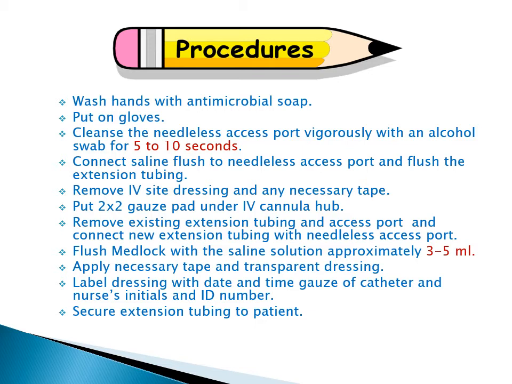Remove existing extension tubing and access port and connect new extension tubing with needleless access port. Flush the medlock with the saline solution, approximately 3 to 5 ml. Apply necessary tape and transparent dressing. Label dressing with date and time, gauge of catheter, and nurse's initials and ID number. Secure extension tubing to patient.